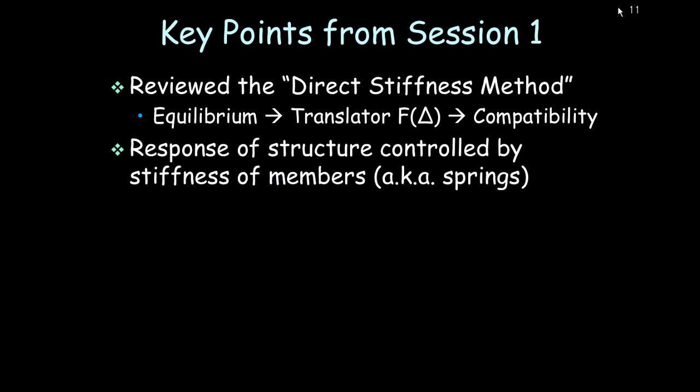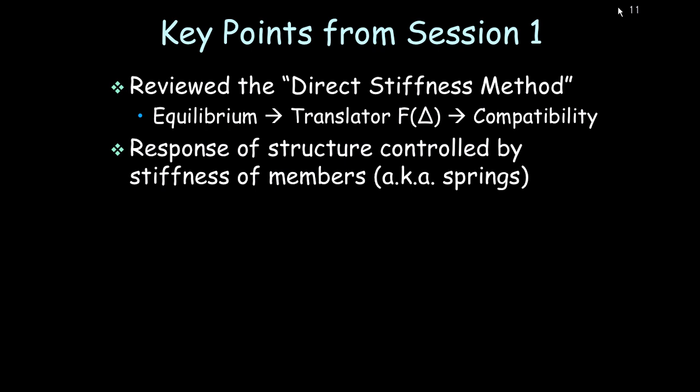Now, a key part of what I was trying to emphasize in the last lecture was that the response of the structure with respect to the computer analysis can only be controlled via the stiffness of the members. That's our only way of getting in there and accounting for whatever type of effect we're looking for: to change the stiffness of the members.